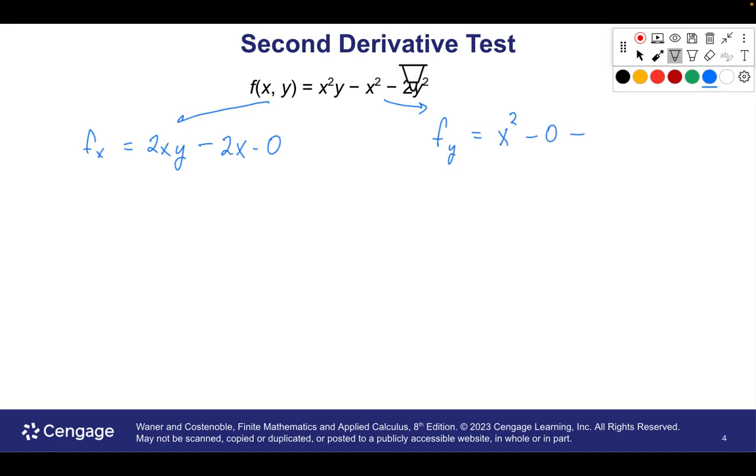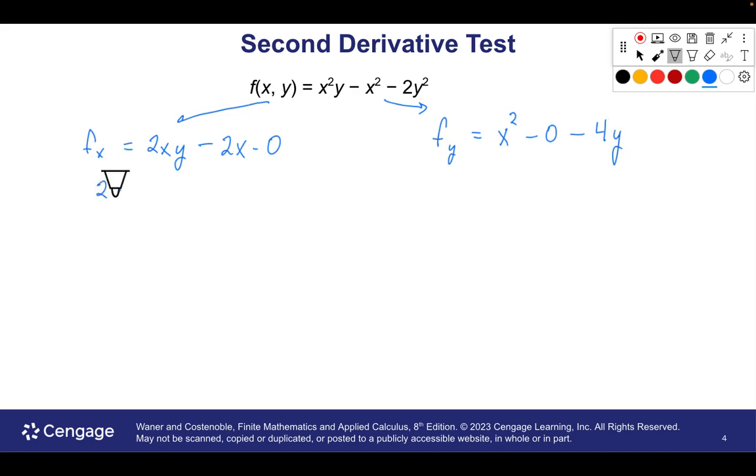And then finally, we've got minus 2y squared. So when we take that derivative, 2 times 2 is 4. It becomes y to the first power. We okay so far? Let's give a little bit of review. To find the critical points, what do we do? Set these equal to 0.